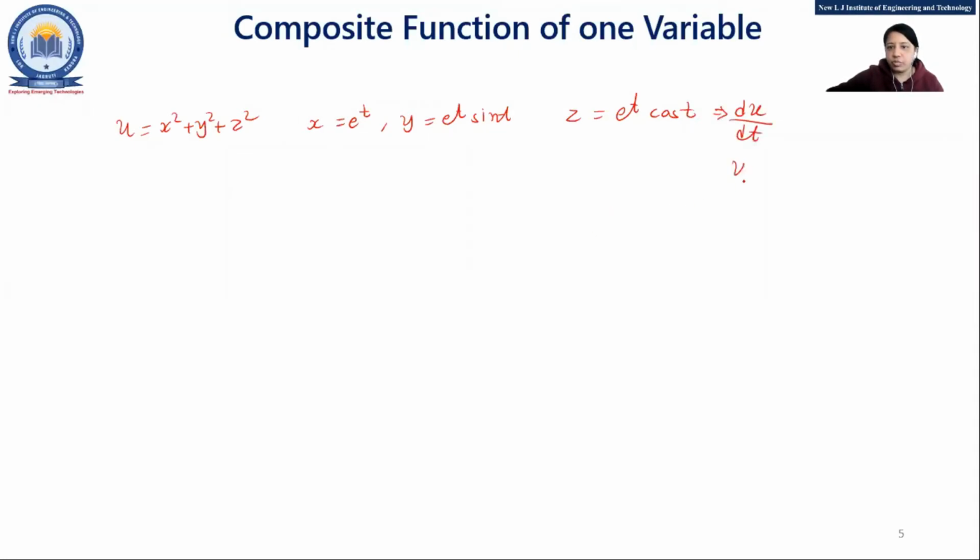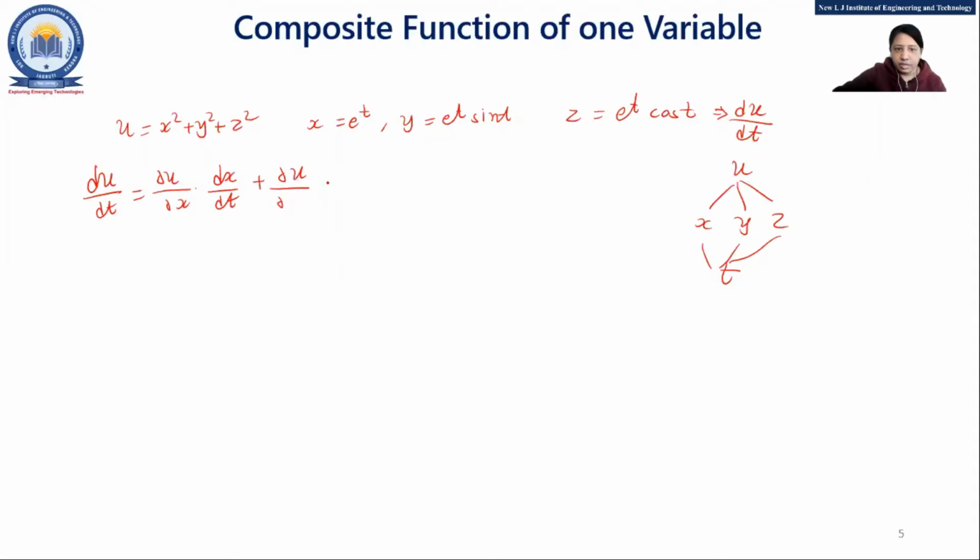So the same one, u will depend upon three variables x, y, z. Now x, y, z all depend upon one variable, that is t. So what is du by dt? It is del u by del x into dx by dt plus del u by del y into dy by dt plus del u by del z into dz by dt.